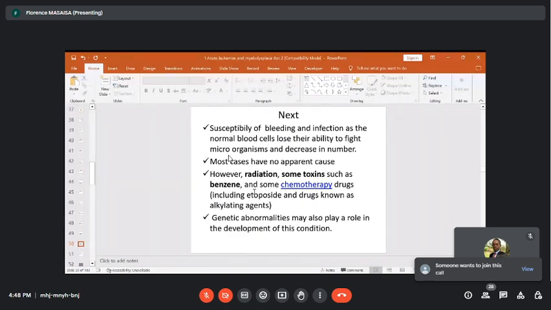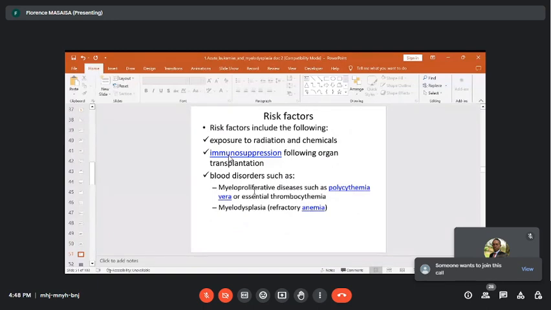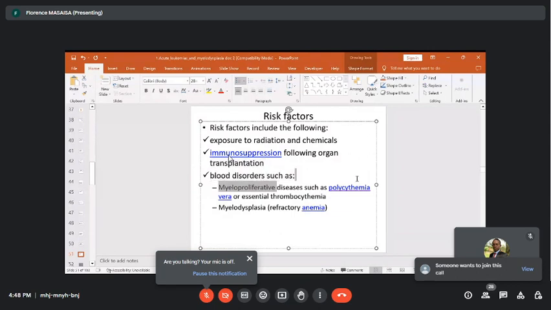Most of the causes are not apparent, but again, radiation, benzene, chemotherapy are the key. Then you have also genetic anomalies. So these are quite the same as the previous leukemia. It can also have a risk factor such as polycythemia rubra vera or essential thrombocythemia. People with myeloproliferative disorder may also develop acute myeloid leukemia. We have also myelodysplasia and so on.